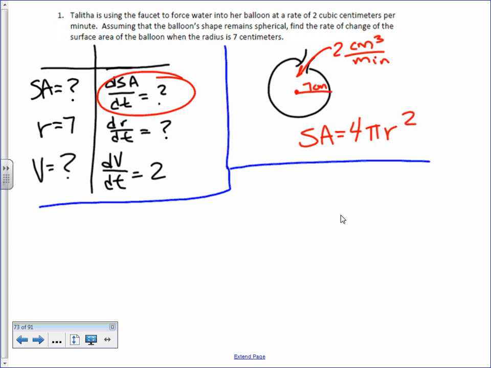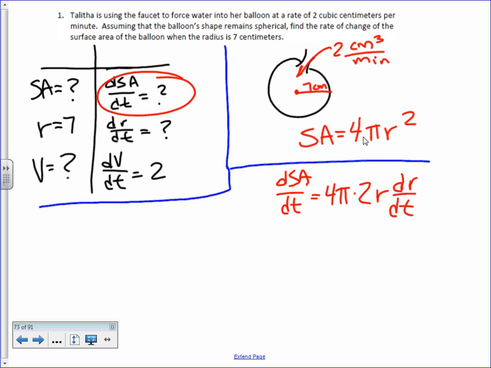All right, so now I'm going to take the derivative of this. And remember, everything is a function of time, so this becomes dSA dt equals 4 pi, that's just a constant, 4 pi times 2r dr dt. I had to use chain rule there because r is a function of t. Now, dSA dt, do we know that? We look over here, we see no, we do not know that, and that's okay. That's the one we're trying to solve for. We want to leave that as a variable.